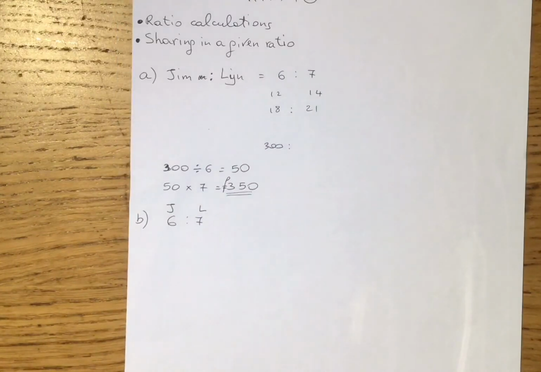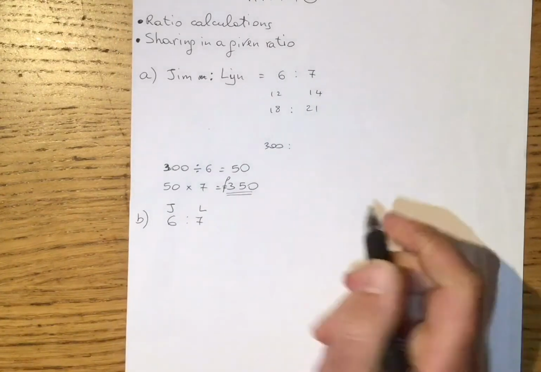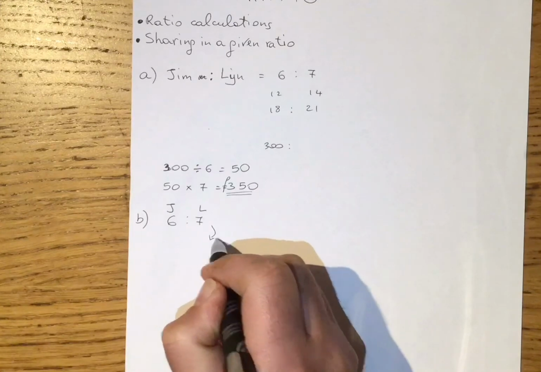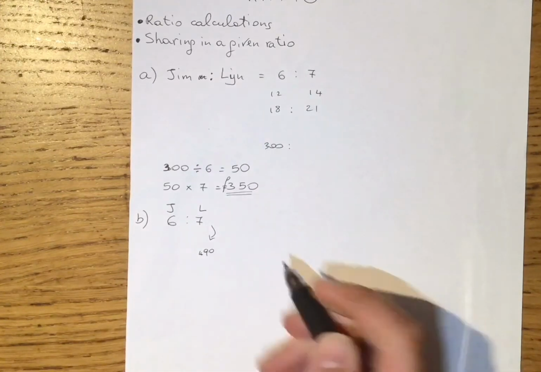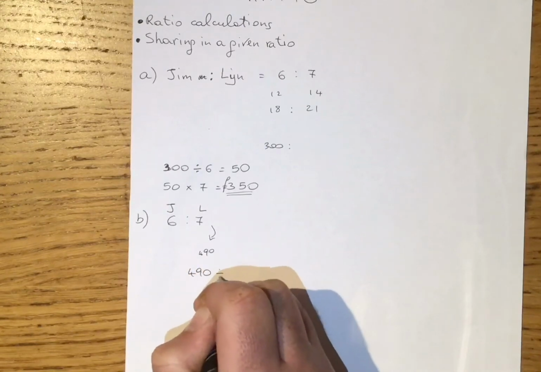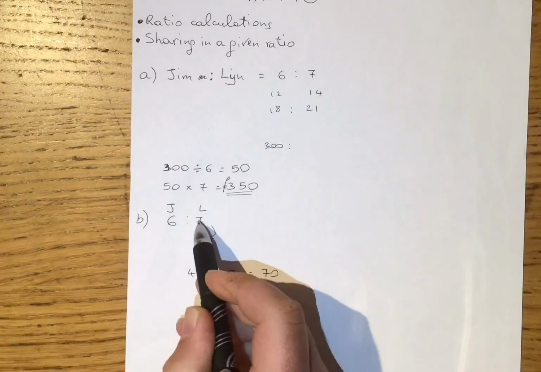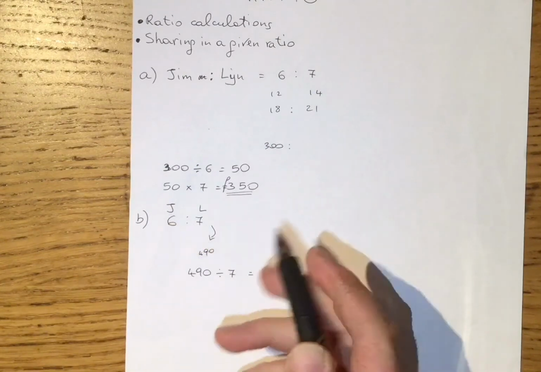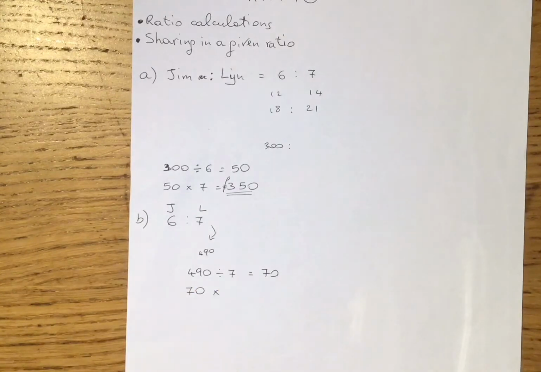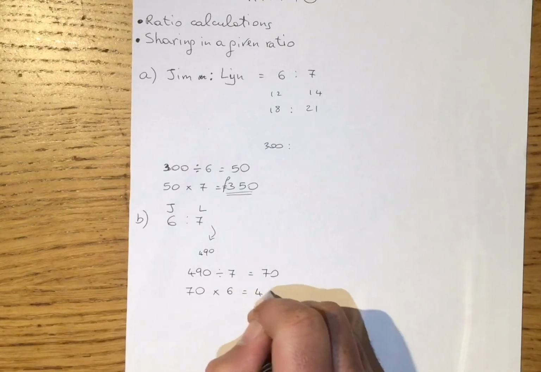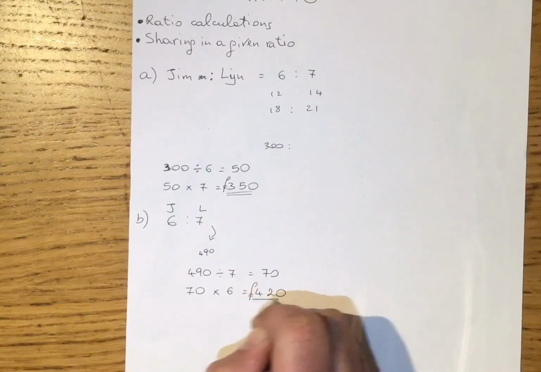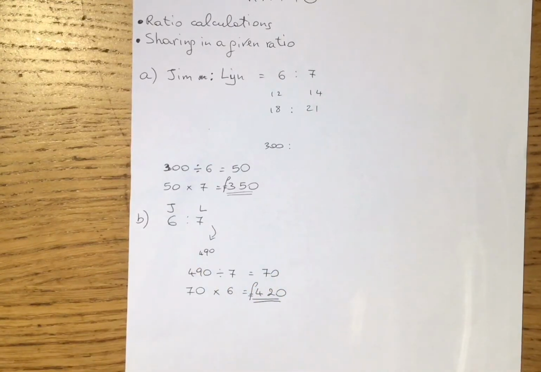Part B, the ratio is the same, 6 to 7 for Jim and Lynn. If Lynn earns 490, how much will Jim earn? So how many 7s do you need to get to 490? In other words, 490 divided by 7, which is 70. So you need 70 sevens to get to 490, so you will need 70 sixes, because for every £7 that Lynn earns, £6 will be earned by Jim. So Jim earns £420 if Lynn earns 490.